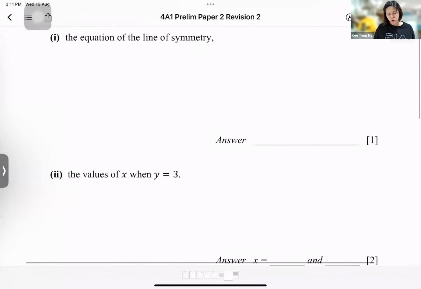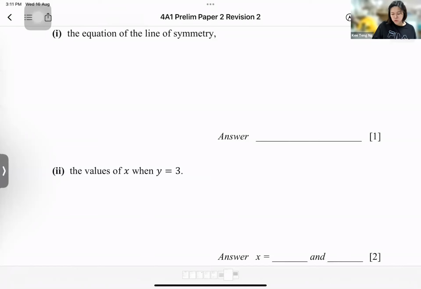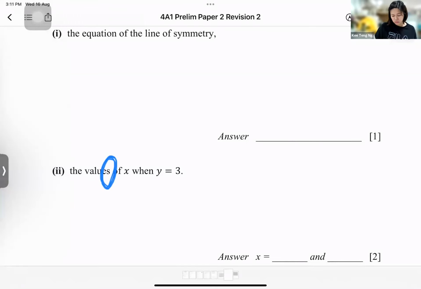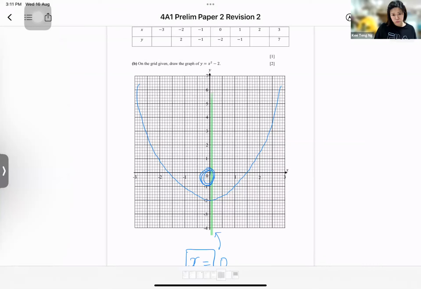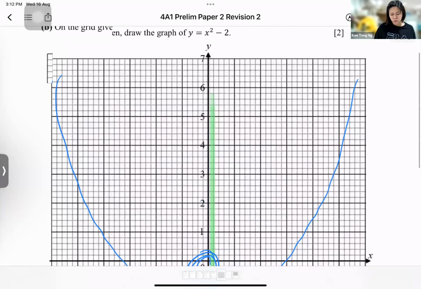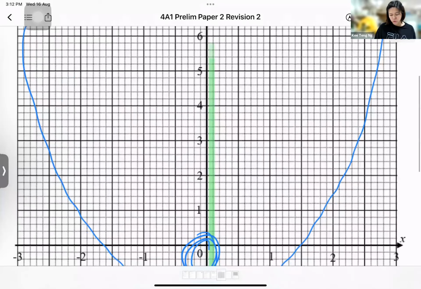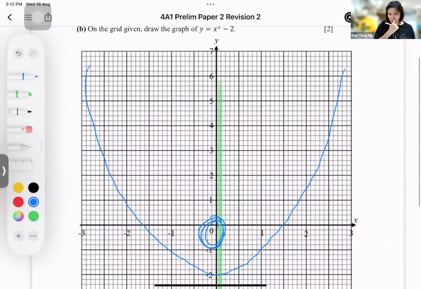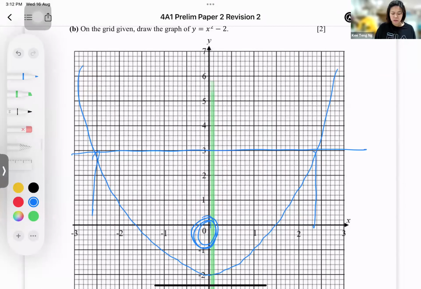Then they ask you to find the values of x when y equals 3. Values: how many answers? Two answers, right? So you must remember, draw the line, and you should get two different answers over here. Okay, two answers. This one I leave for you to do the graph on your own. I assume you know how to draw a graph.